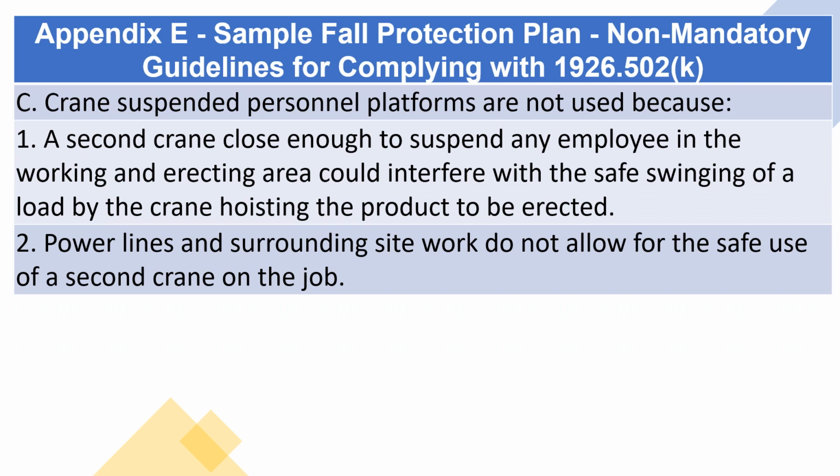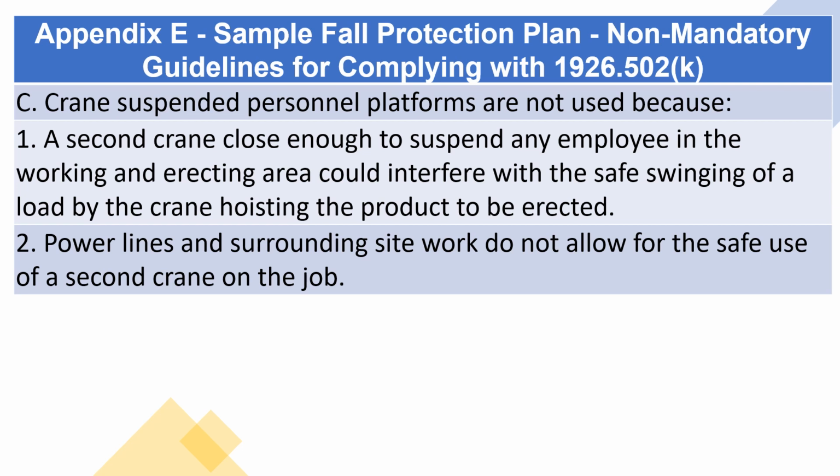C. Crane suspended personnel platforms are not used because: 1. A second crane close enough to suspend any employee in the working and erecting area could interfere with the safe swinging of a load by the crane hoisting the product to be erected. 2. Power lines and surrounding site work do not allow for the safe use of a second crane on the job.